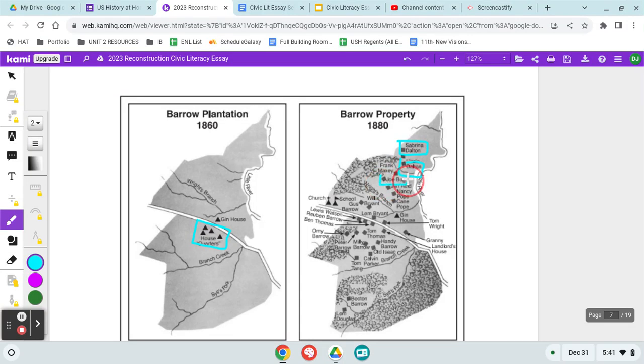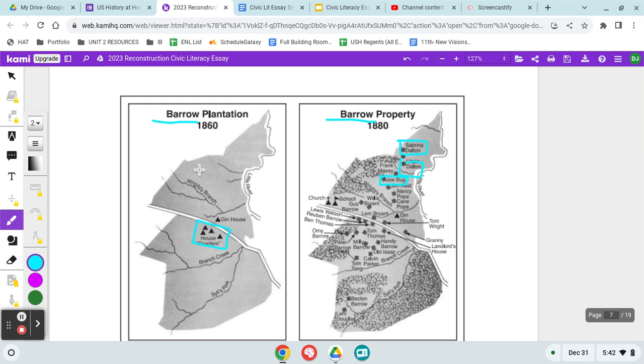I could also break down a few other things, and I'm only using this one document. The owner didn't change. The Barrows owned this plantation in 1860. The Barrows own all of this land in 1880. That tells me that, for example, Sabrina Dalton is renting this property. She's a tenant on this property. Is she a former slave? I don't know. But with all these names down here, I would reckon a few of these individuals are formerly enslaved by the Barrows. Right? That's, again, using inference as a type of analysis, especially when you're analyzing a document in detail. Inference is a major skill here as well.